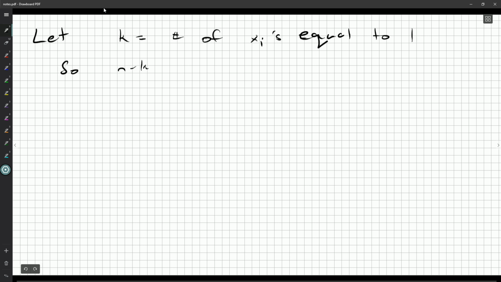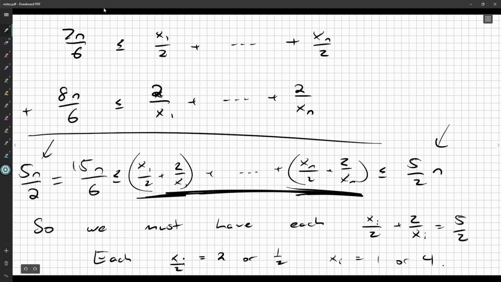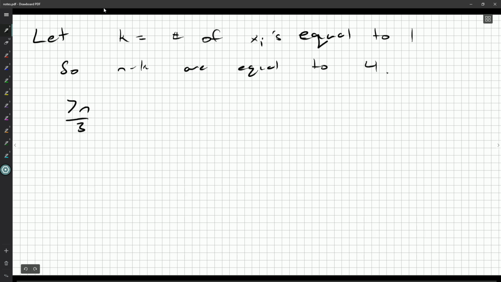So n minus k of them are equal to 4. Okay, I suppose we can go back to the original inequalities, but there's no harm in sticking with these ones if we wanted to. You just have k of these expressions equal to 1/2, and n minus k of them equal to 2, but maybe we don't want to deal with the fractions as much. Okay? Now we'll actually have to get equality here.